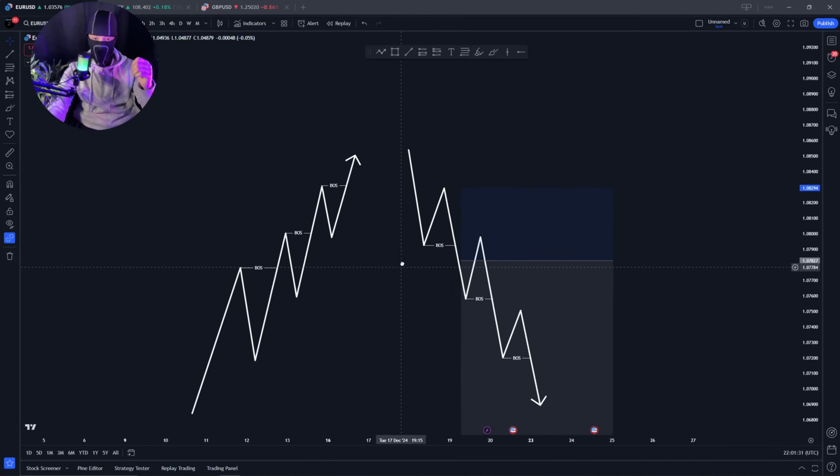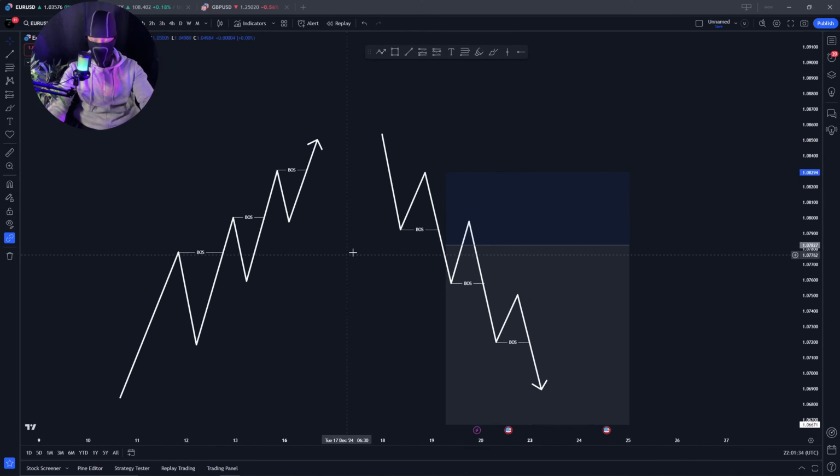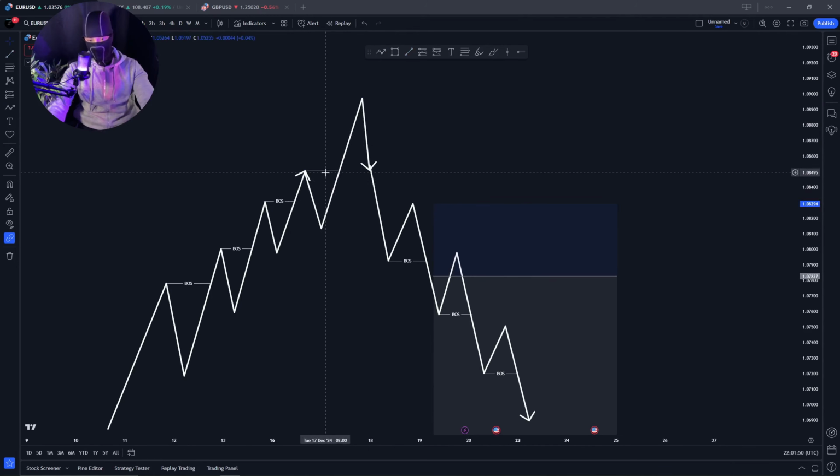Now, what is a market structure shift, or as other people like to say, change of character? So like I said, we can never just continue going up for the rest of our lives. Eventually the market, whatever goes up must come down, right? So let's just say we get something like this. Price breaks structure one more time, but eventually we fail to go higher and instead we create a lower low.